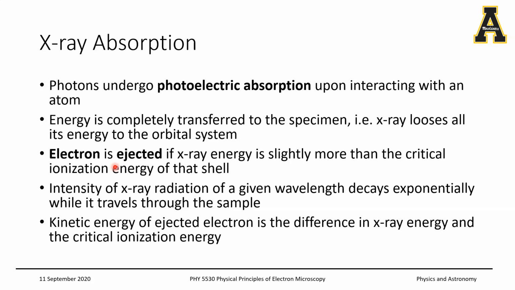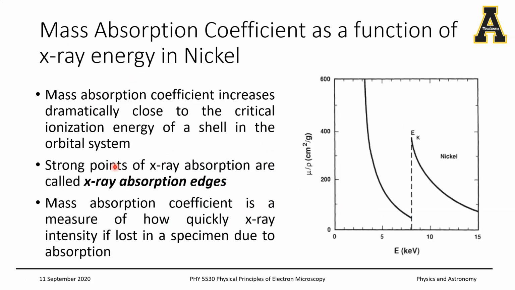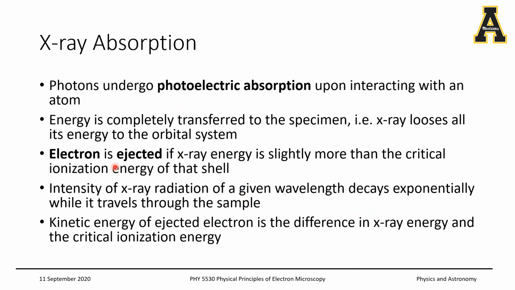So X-ray is basically a photon, and if it is absorbed in the specimen, typically it results in the emission of an electron, which is also called a photoelectron, and the process is called photoelectric absorption, right? So the electron is ejected if the X-ray energy is slightly more than the critical ionization energy of the shell. So I'm going to talk about that in the next few slides. X-rays of specific energy are absorbed more than others, and that is related to something called the mass absorption coefficient.